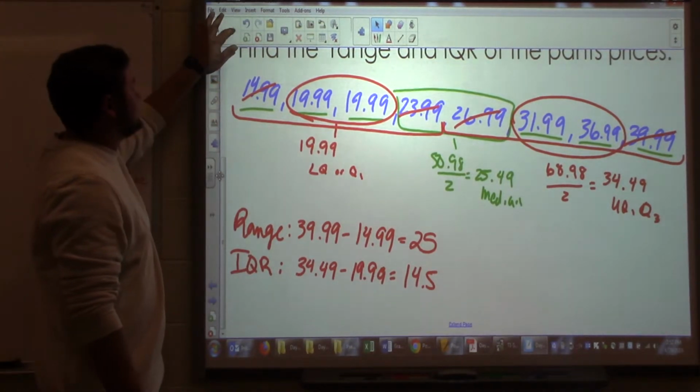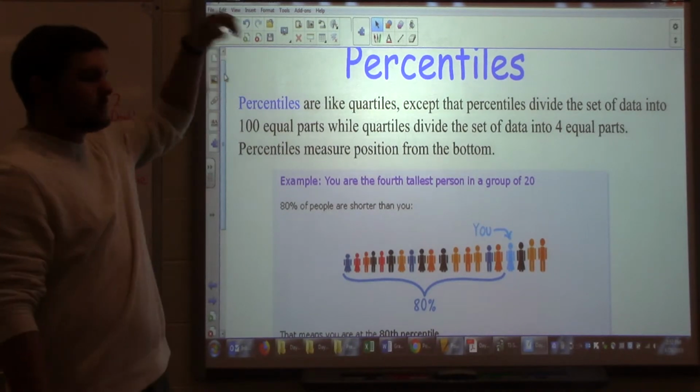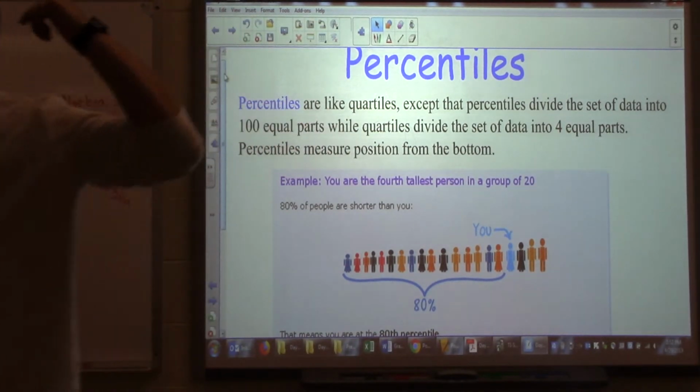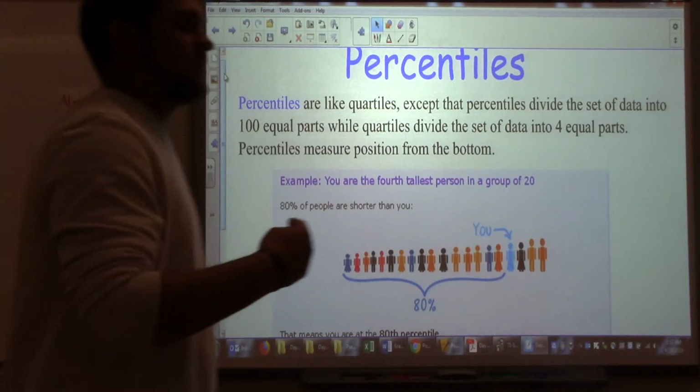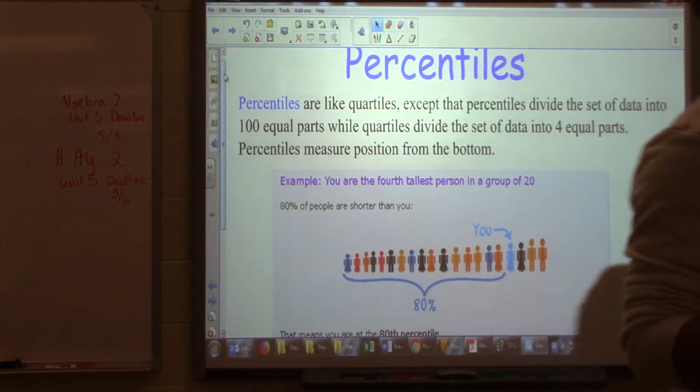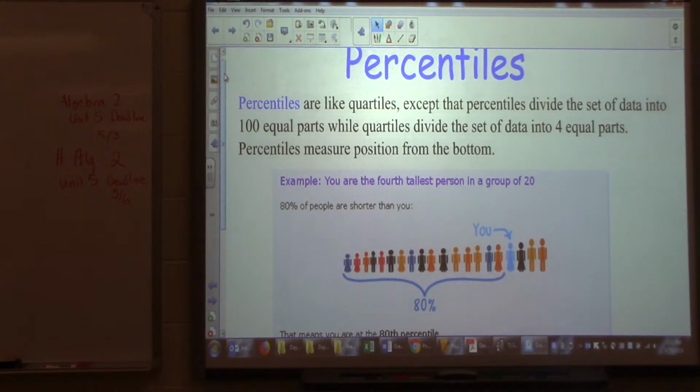Alright, next we're going to talk about percentiles. So percentiles are like quartiles, except they split our data up into 100 equal pieces. Quartiles split up into 4 equal pieces, percentiles split up into 100 equal pieces. Now do not worry, we have a formula for it. You don't need to find the median 100 different times. So percentiles measure the position from the bottom.